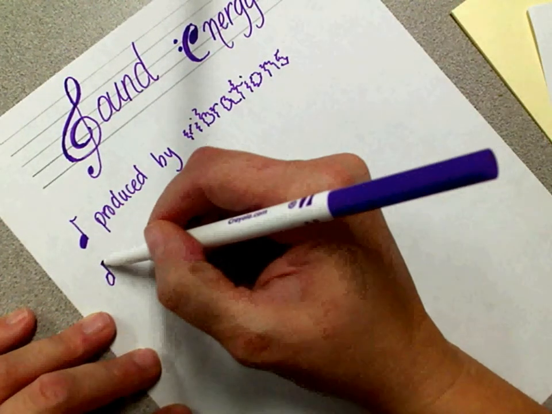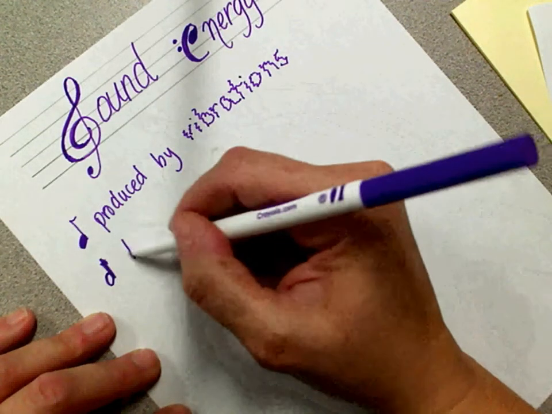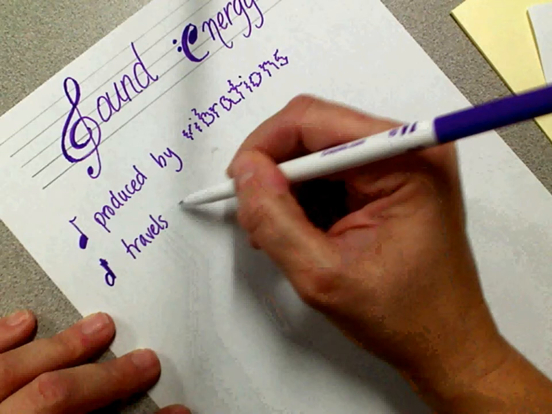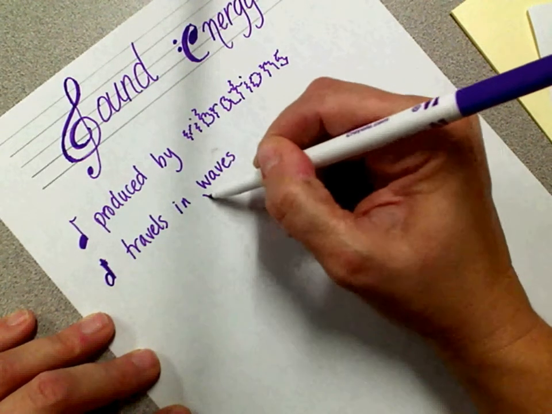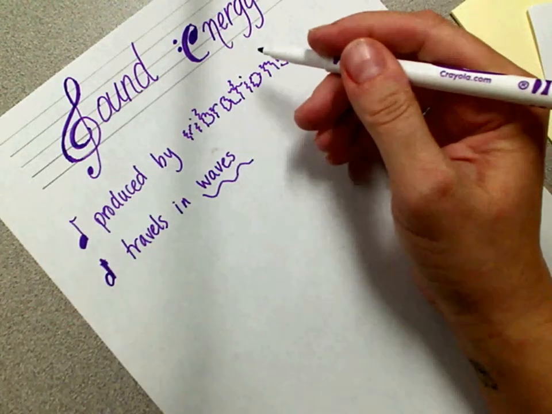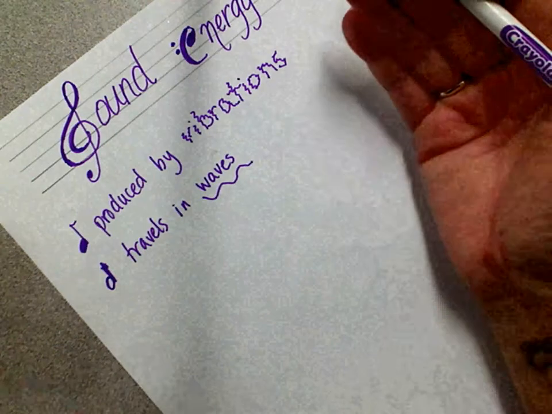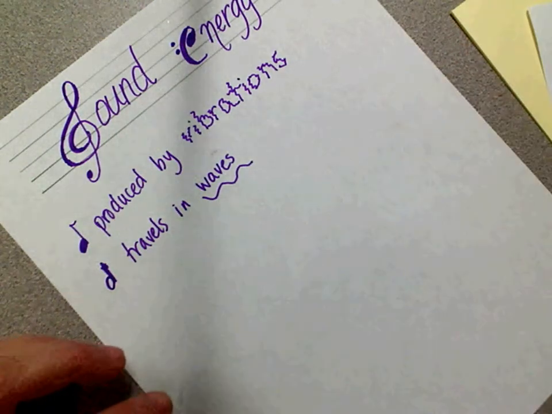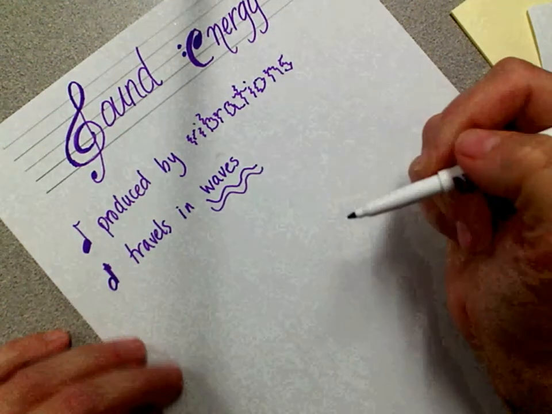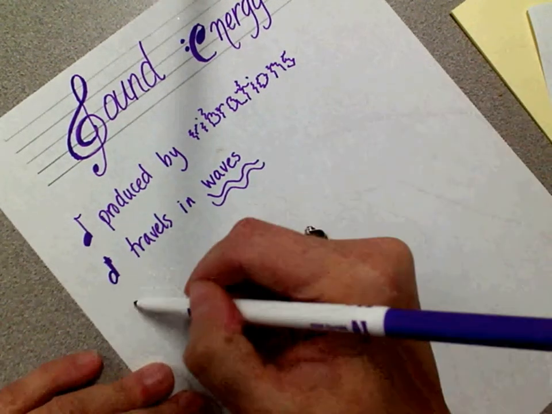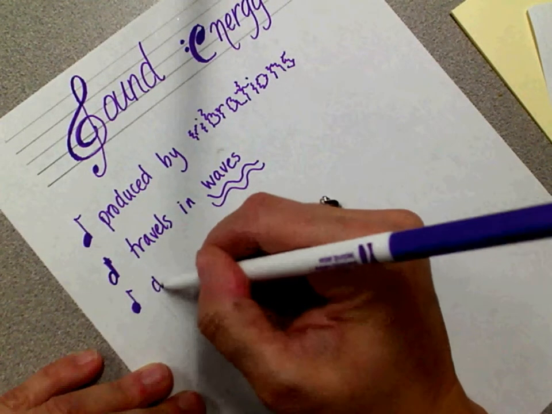Oops, that's wrong. This is a half note. Okay. They travel in waves. Good job. What's the other energy that travels in waves? Anybody remember? We hadn't done a lab on it yet, but we did talk about it. Y'all did read about it. So what's that other energy that travels in waves? Good job, light energy. So light energy and sound energy are the two energies that travel in waves. Okay?